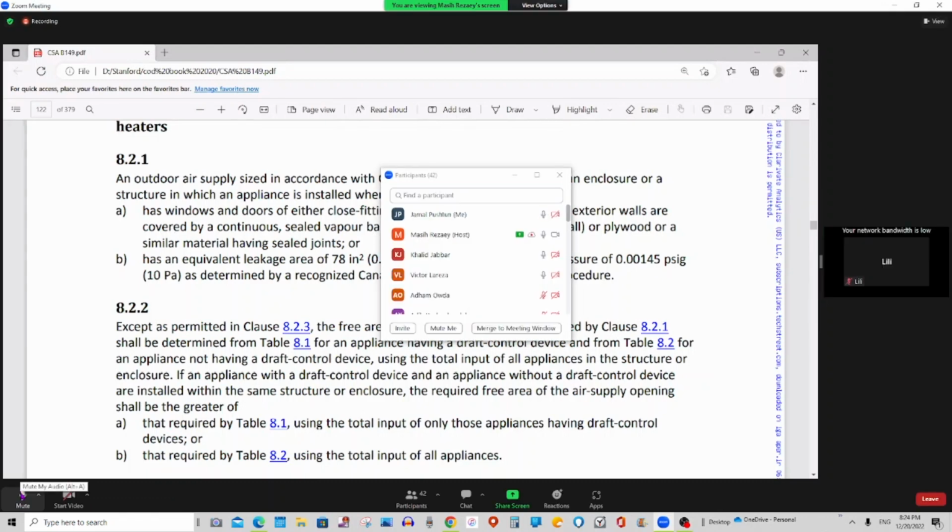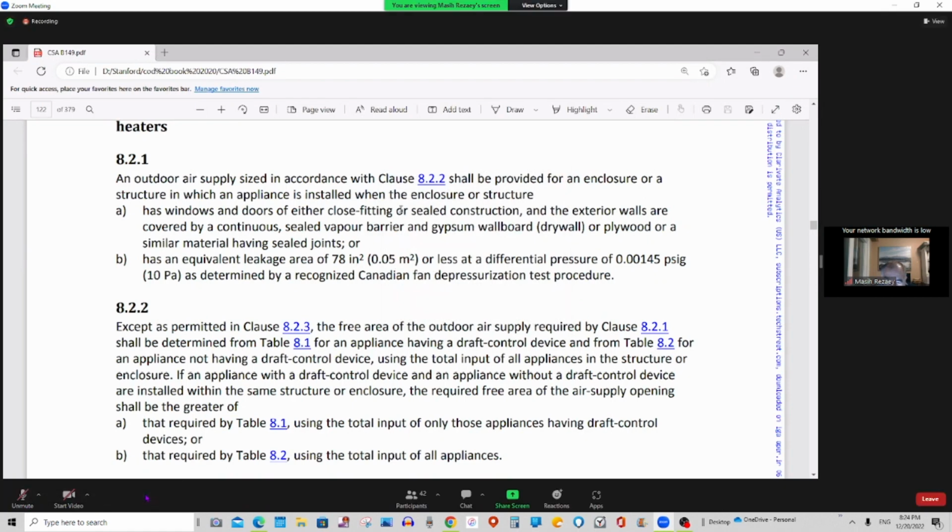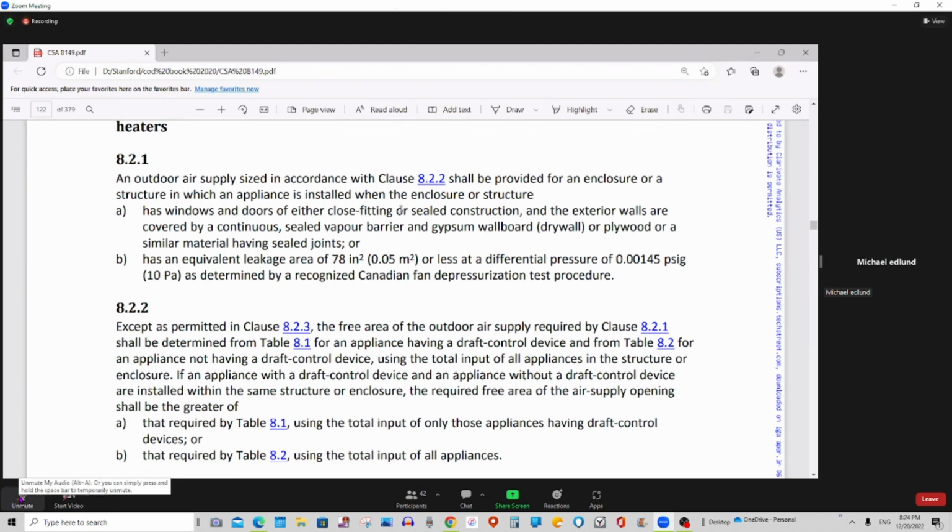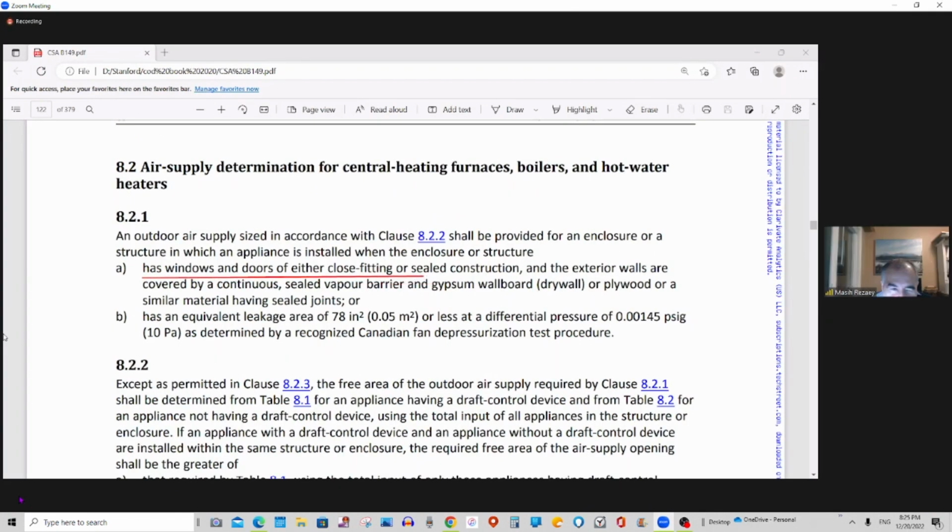8.2.2. Mr. Michael, would you explain this clause number 8.2.1 A and B? 8.2.1 A and B is for an older house, right? It's a loose house. And for a newer house, it's a tight house. I will explain it right now.